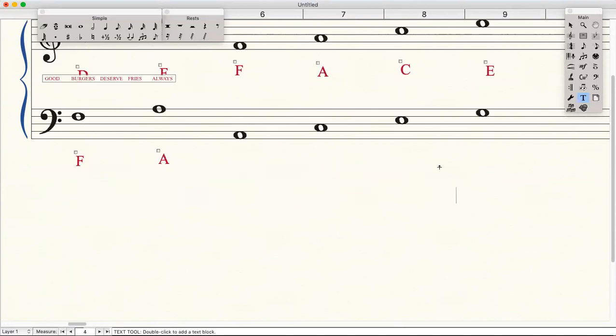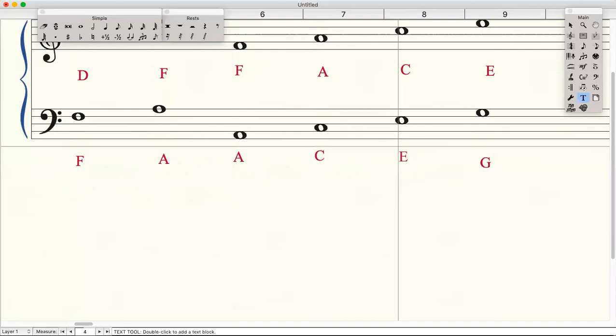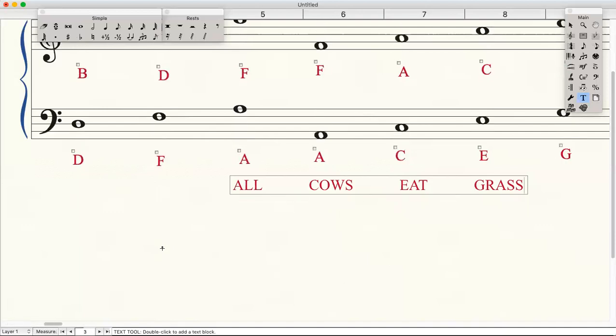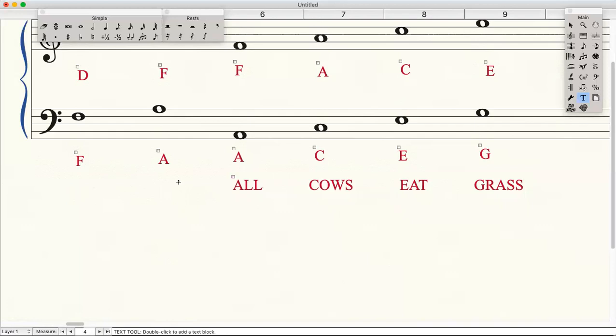Okay, let's do the spaces. The first space is A. Second space is C. Third space is E. And the fourth space is G. And so now we can remember this one. You got a couple different ways to remember this one. One is all cars eat gas. Or another one is all cows eat grass. You can come up with any little saying to help you remember the spaces, but we use these little tricks to help us as we learn our lines and our spaces.